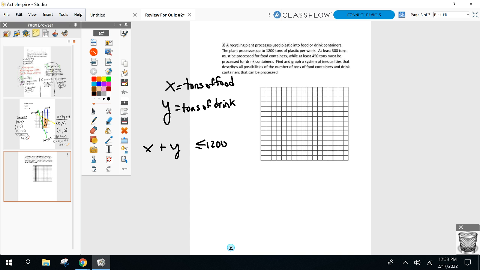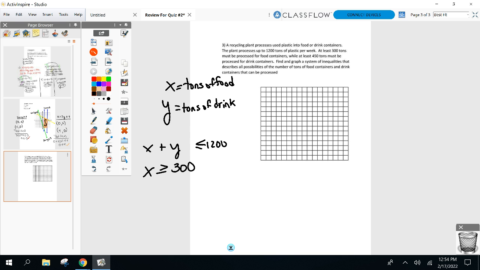What was food? X. And how do I write at least 300? Greater than or equal to. So X has to be greater than or equal to 300. At least 300 has to be food.